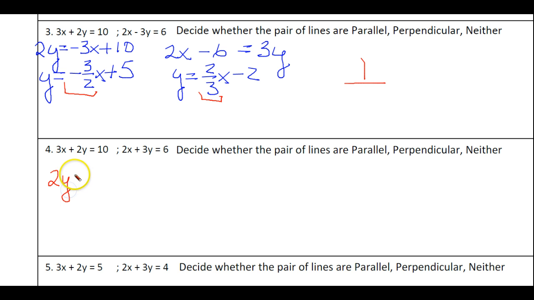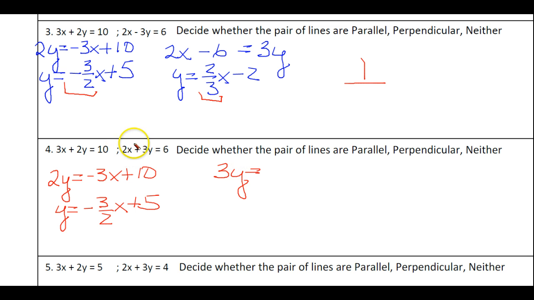So 2y equals negative 3x plus 10. Divide everything by 2, so y equals negative 3/2 x plus 5. Well, I guess that's the same, isn't it? Yep. And this one, the only difference is that this is a plus here. So we'll leave that on this side. So this will be 3y equals, transpose this to negative 2x plus 6. Just bringing that 2x to the other side. Divide everything by 3 now. Y equals negative 2/3 x plus 2.